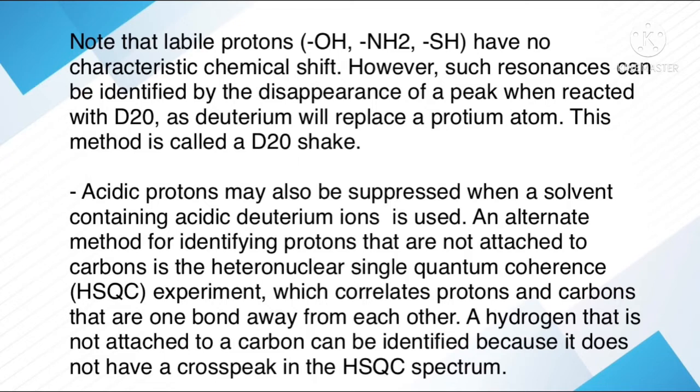An alternate method for identifying protons that are not attached to carbon is the heteronuclear single quantum coherence (HSQC) experiment, which correlates protons and carbons that are one bond away from each other. A hydrogen that is not attached to a carbon can be identified because it does not have a cross peak in the HSQC spectrum.